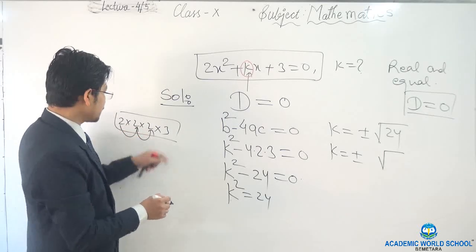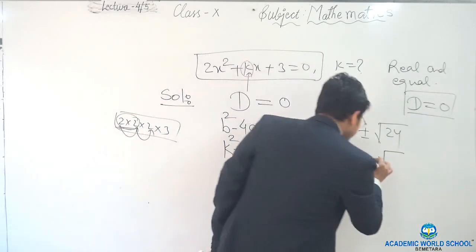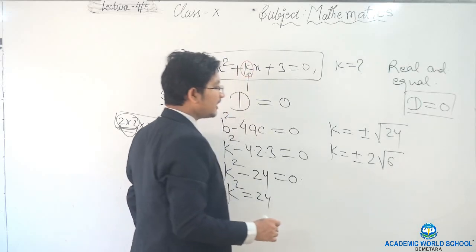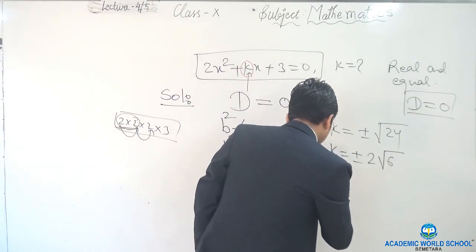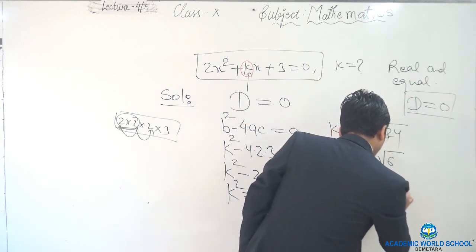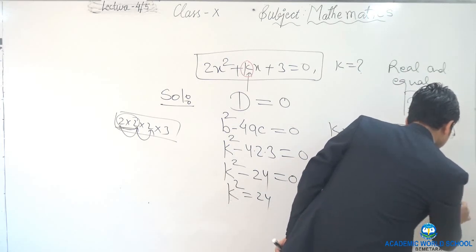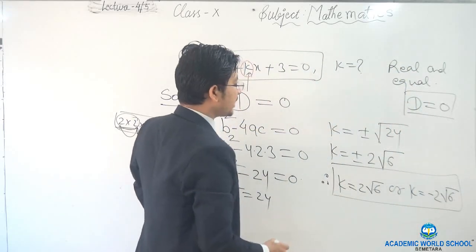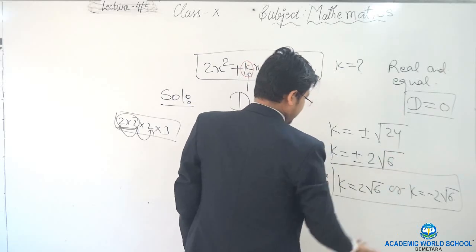This is 2 into 2 into 2 into 3. So this is one pair, so this will come outside. Okay. So this is 2 into root 6. Okay. So this is the value of k. So k can have 2 root 6 or k can have minus 2 root 6. So k should have this value, 2 root 6 or minus 2 root 6.